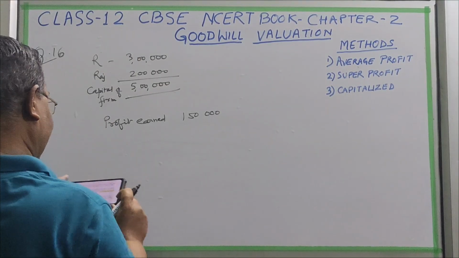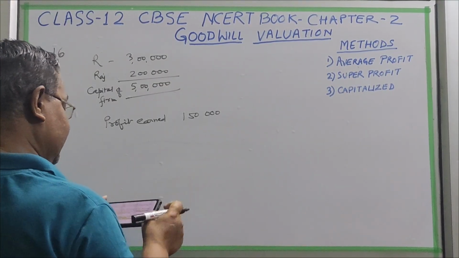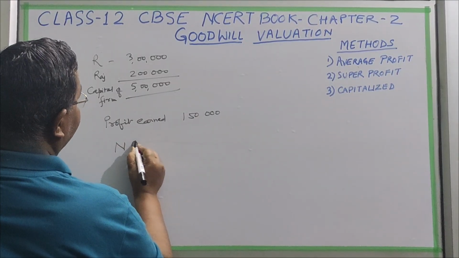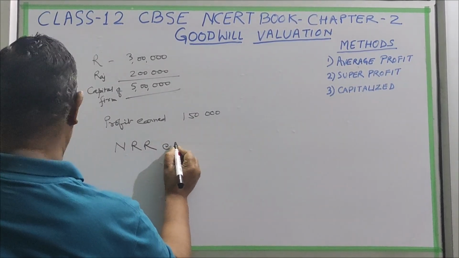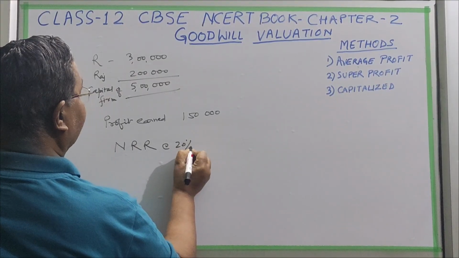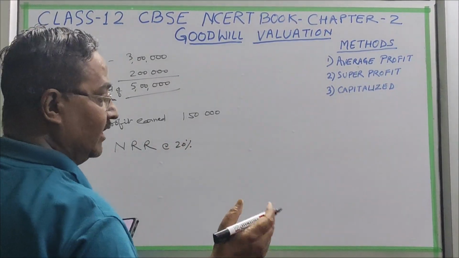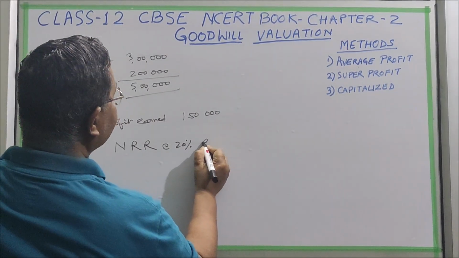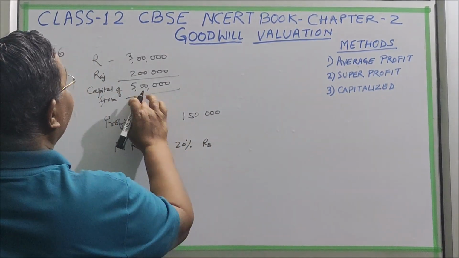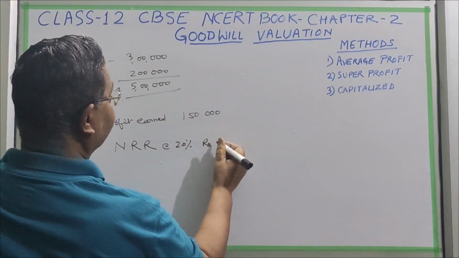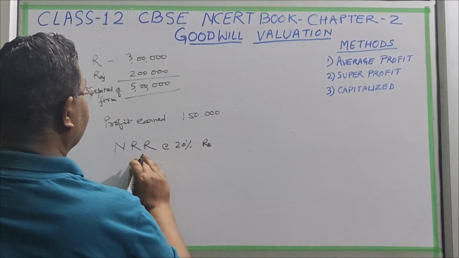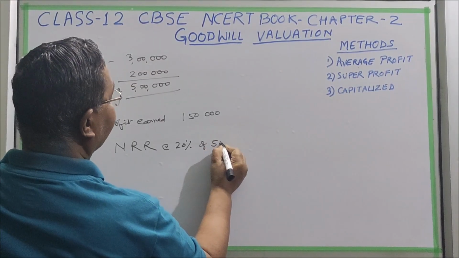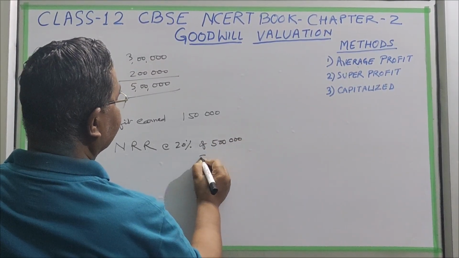Calculate the value of goodwill by the capitalized method, assuming the normal rate of return is 20%. Normal rate of return means other firms that are working are earning 20%. So we will earn 20% of 5 lakhs, which is equal to 1 lakh.